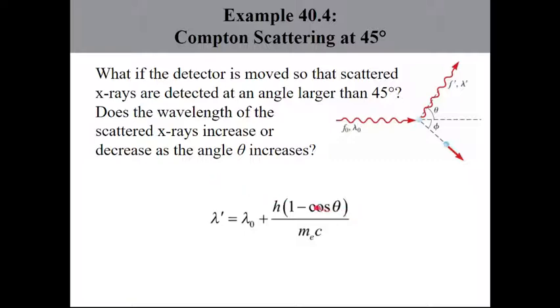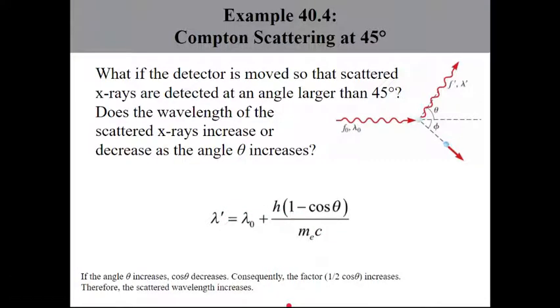Well, because we have a 1 minus cos term here in the shift formula, the bigger the angle is from 45 to 90, cos is going to get smaller. So this term is going to go to 0, which is going to make the shift overall bigger. So if there's a bigger shift, that means that there's a bigger difference between the initial and final wavelength. That means that the final wavelength is a lot longer than initial, which means a lot of energy was lost.